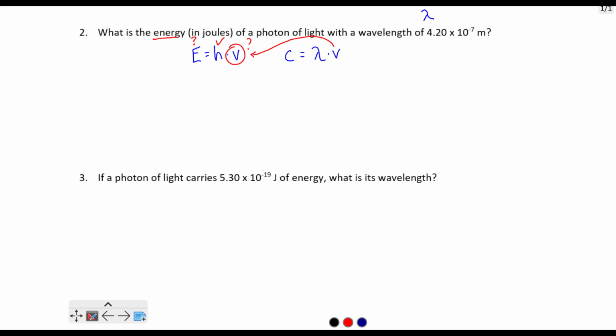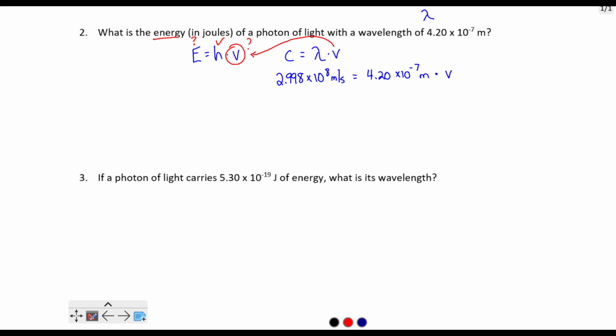So c, that was the speed of light, and we said at the top of your page that's 2.998 times 10 to the 8th meters per second. And then the wavelength right here, that's 4.20 times 10 to the negative 7th meters. We're going to multiply that by frequency.